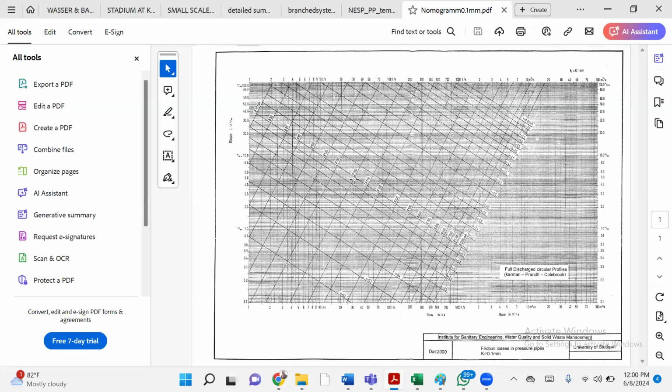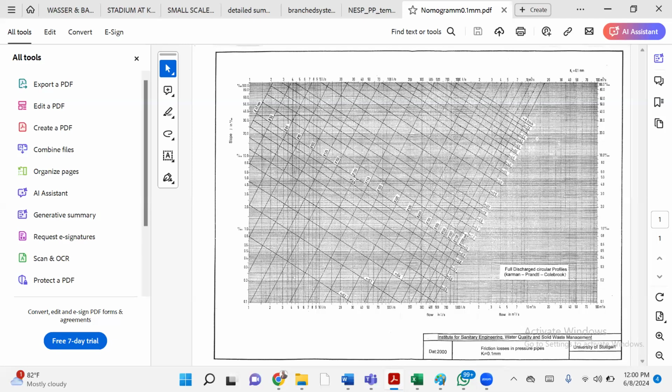So in this case, the population is 15,000, and you calculate the demand to be 34 liters per second. You will now choose a pipe size of 200 mm, which is 8 inches. So an 8 inch pipe is what you should bring water into the estate with.